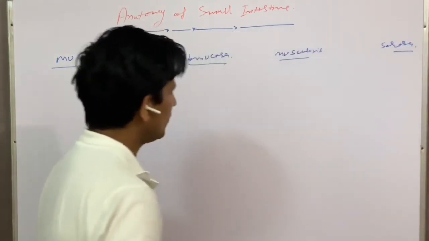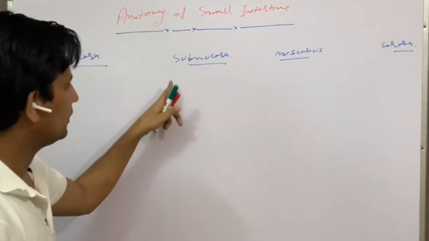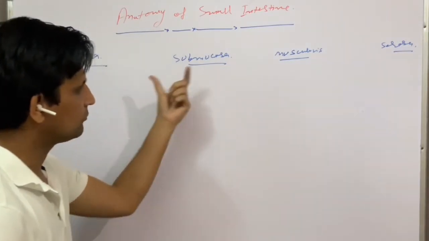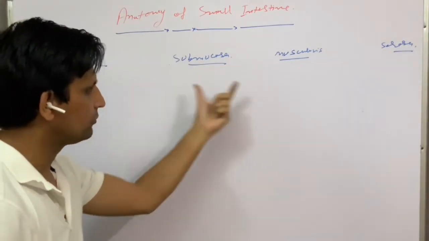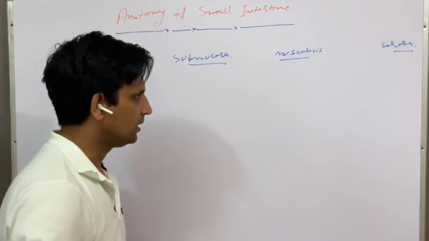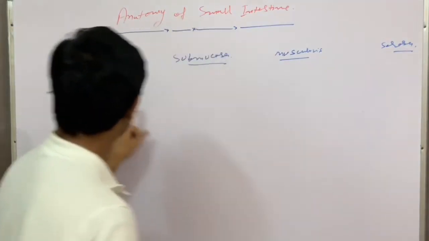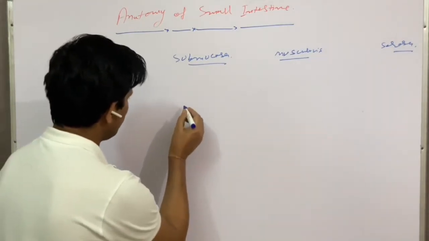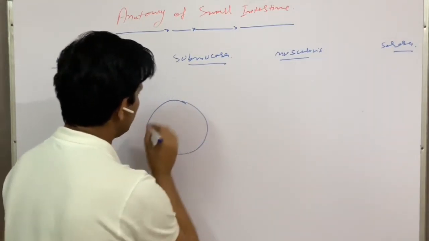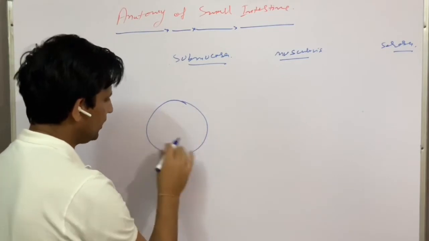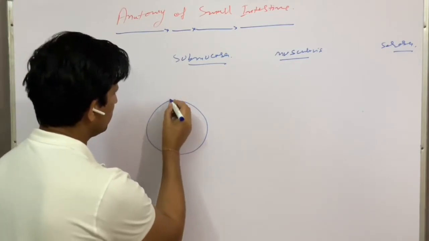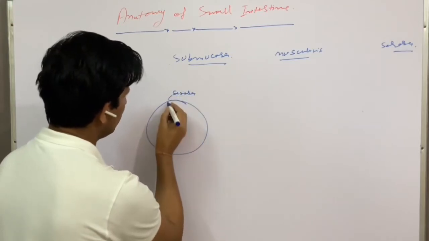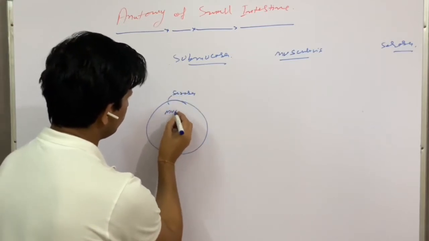So these are the four basic layers in the wall of the small intestine. The wall of the small intestine is composed of these four basic layers. This one is the outermost layer, and this one is the innermost layer. If you see the diagram or the cut section of the GIT, the wall of the GIT would be like this, and the outer portion will be serosa, and the inner portion will be mucosa.